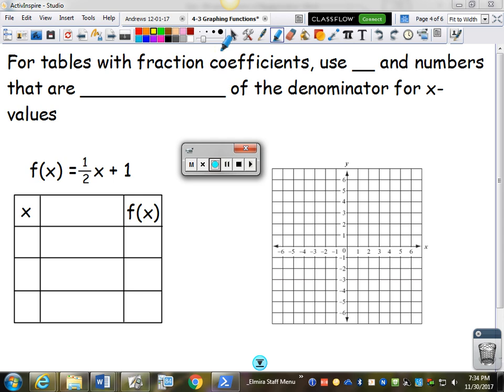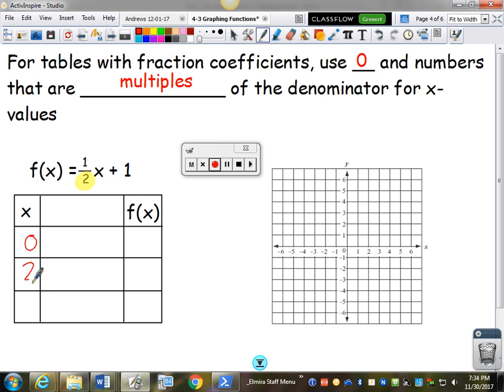Okay, for tables that have fraction coefficients, start with 0, because 0 is still the easiest thing you can choose, and numbers that are multiples of the denominator. So my denominator here is 2. So I'm going to start with 0, but then I'm going to count by 2, 0, 2, 4. And the reason is so that I always get whole numbers over on the f of x side. I won't get any decimals or fractions.